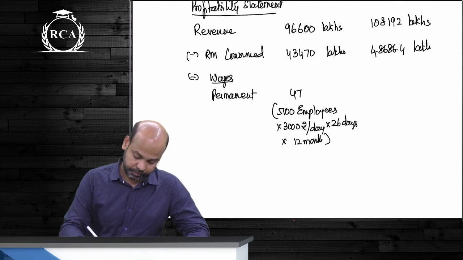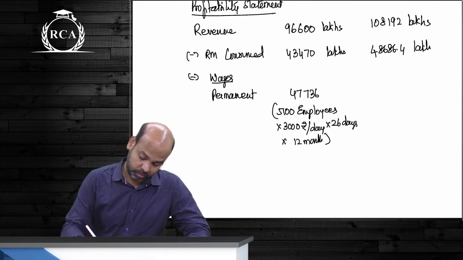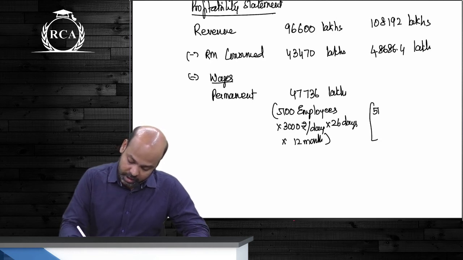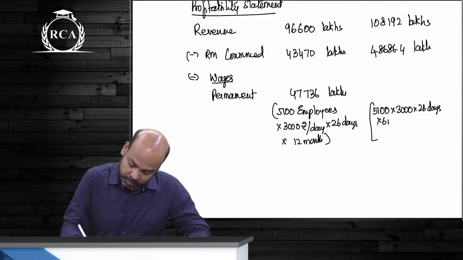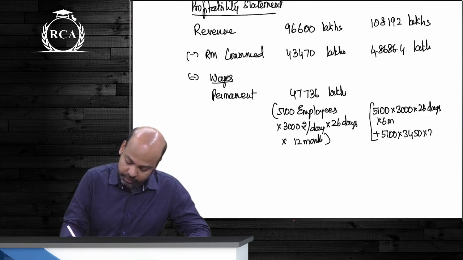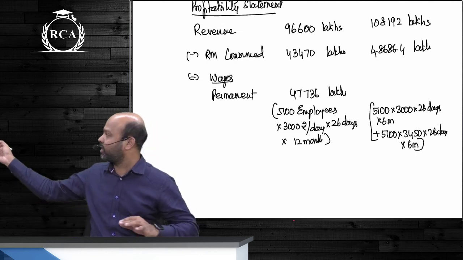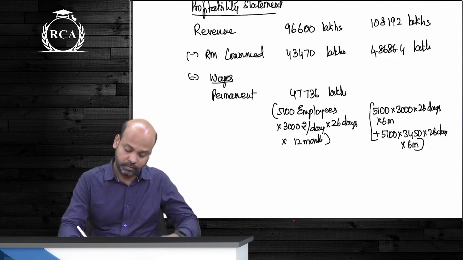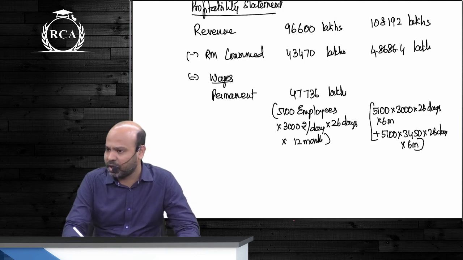47,000. Here guys you will write 5,100 into 3,000 into 26 days into 6 months. Yes or no? Plus 5,100 into 3450 into 26 days into 6 months. ये जो भी लास्ट ईयर का आंसर है ना उसको 7.5% ऐड करो बेटा. Just add 7.5% to last year's answer, you will get it guys.